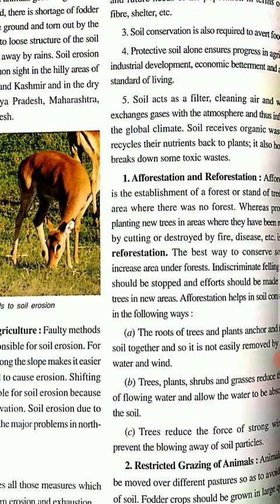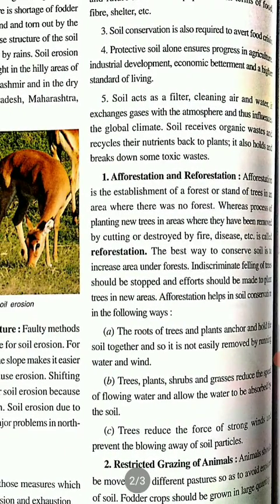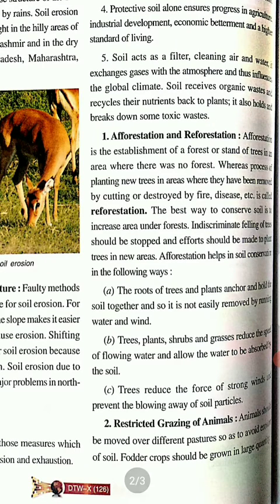Now afforestation and reforestation are some ways in which we can reduce soil erosion. Reforestation means replanting trees or increasing the forest cover in areas where trees have been removed by cutting or destroyed by fire and disease. Planting trees again in an area where trees were cleared is reforestation, and afforestation is the new planting of trees, for the first time.